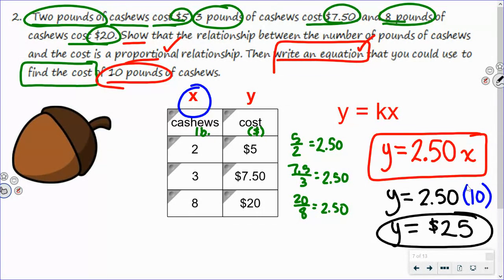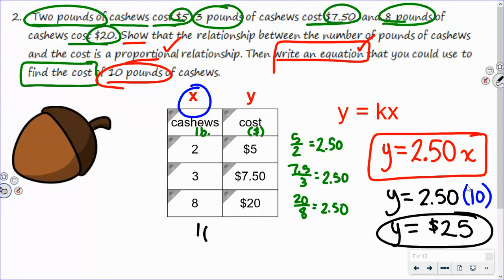All right, so again, keep coming back to what depends on what. Here, the cost depends on the cashews. So cost is Y, cashews is X. Can we find if it's proportional? Yeah, we're pretty confident with that by now. Use that constant ratio, we call it the constant of proportionality, and put it into your equation. Then you can use the equation to find any number.